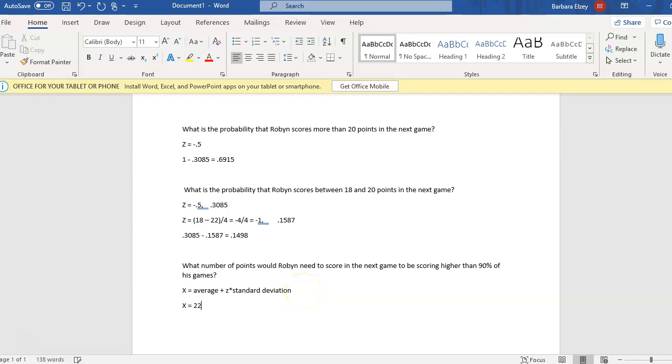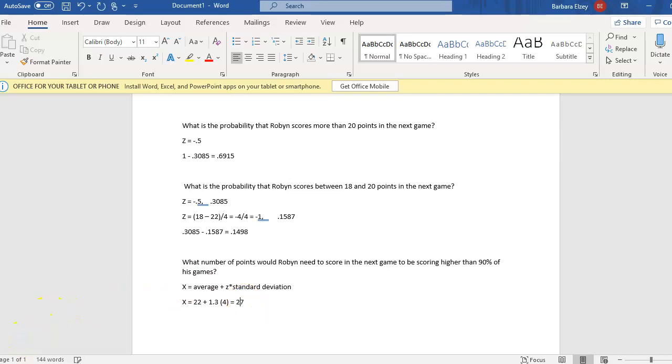Our average was 22 from above. 1.3 was our z value, and our standard deviation from the other problems was 4. And we just let our calculator do that, and we get 27.2. So he needs about 27 points in order to score higher than 90% of his other games.